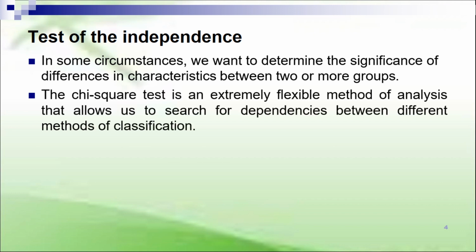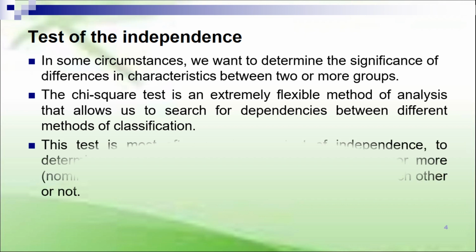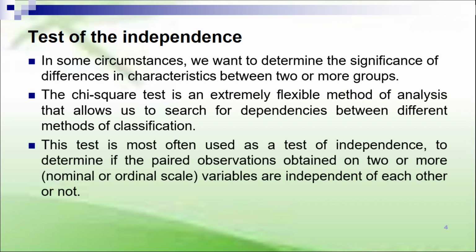Here we are going to use the chi-square test of independence. It is an extremely flexible method of analysis that allows us to search for dependencies between different methods of classification. This test is most often used as a test of independence. That means we just test the relationship among qualitative variables. That's why here we use nominal or ordinal scale variables. We are going to test whether there are independencies or dependencies among the nominal or ordinal scale variables.